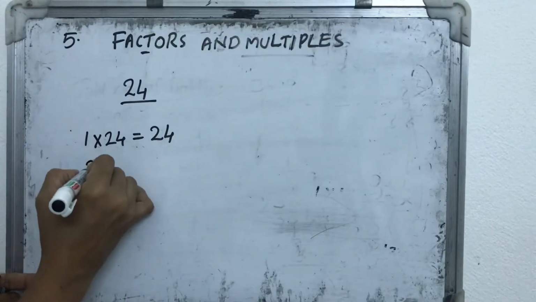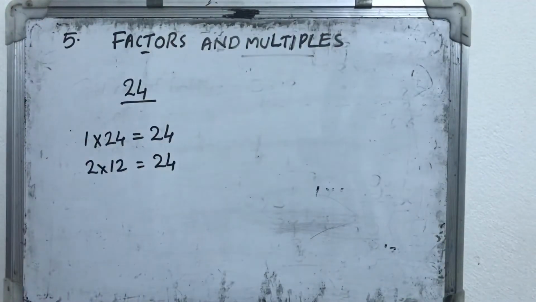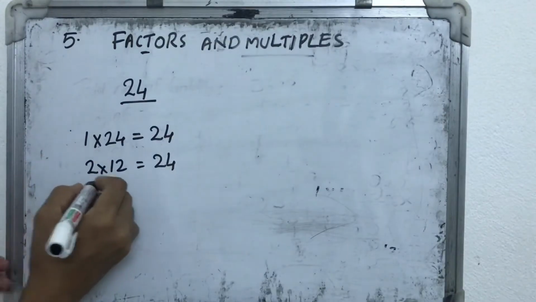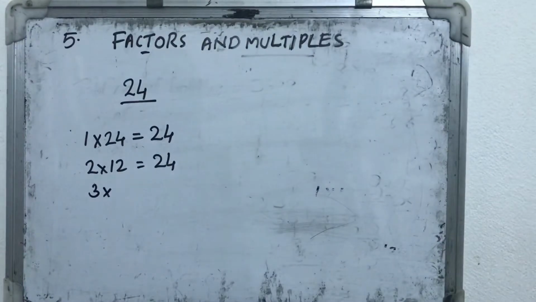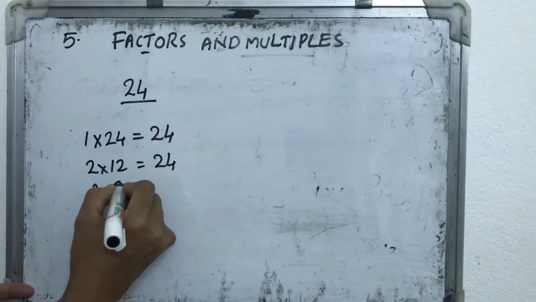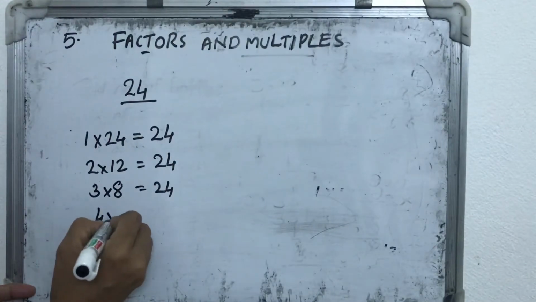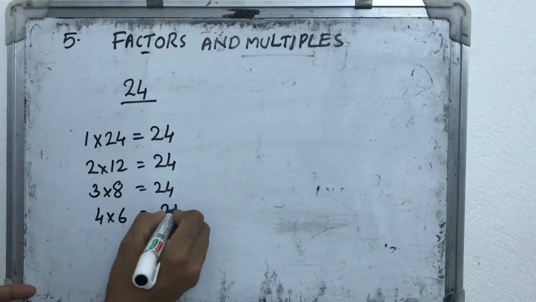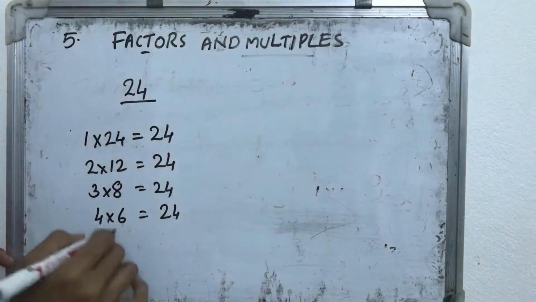Now another pair, 2 into 12, is also 24. Then 3 into... if you know the multiplication table well, then we can answer very easily. So 3 into 8 is 24. Then 4 into 6 is 24. So here we got 4 multiplication facts, 4 different pairs.